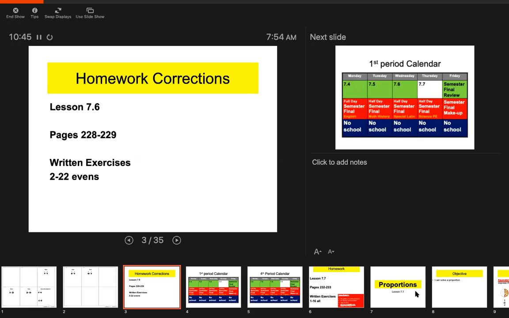Number 20, A is 5 over 2, B is 5 over 7, C is 7 over 1. Number 22, we just said 5 over 14, 5 over 9, and 14 over 9, ABC.